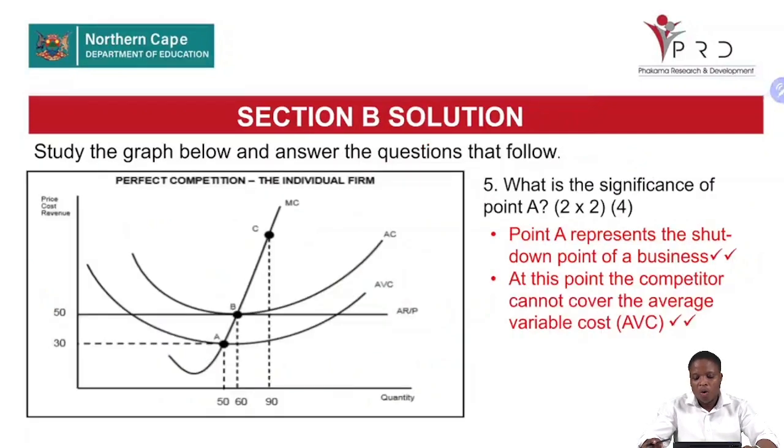Question 5. What is the importance of point A? Point A, that is our shutdown. Point A represents the shutdown point of a business. At this point, a competitor cannot cover their average variable cost. Therefore, they need to shut down. So the importance of this A is that it tells a business to shut down because they cannot cover their average variable cost.